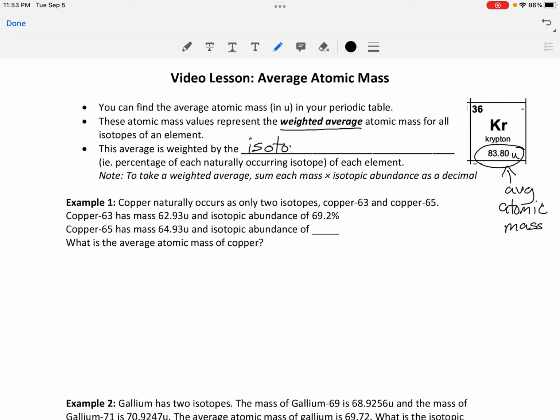So isotopic abundance means how much of each isotope actually occurs out there in nature. So every element has different isotopes that it can exist in, and then there's just different amounts out there in the world. So for example, copper exists in two states. It can exist in the state of copper 63 and copper 65. And most of the copper that we find out there in the world is found in the copper 63 state. In fact, 69.2% of copper is found in that state, and the rest is going to be found in the copper 65 state. So let's record this information here.